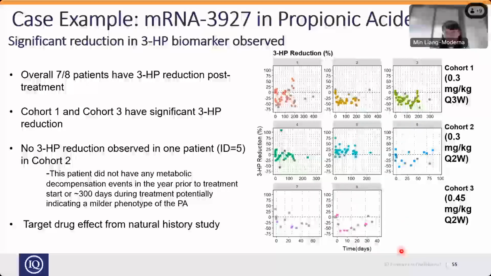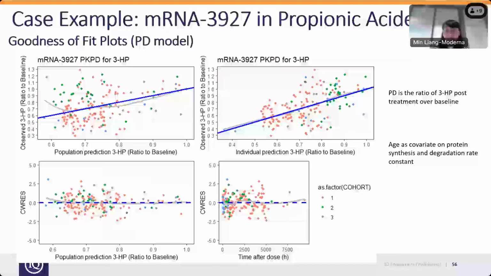Our population PK/PD modeling uses 3HP reduction as our PD response. I want to also mention our target, right? So for the natural history study, we observed that in PA patients after liver transplant, their 3HP reduction is about 70%.